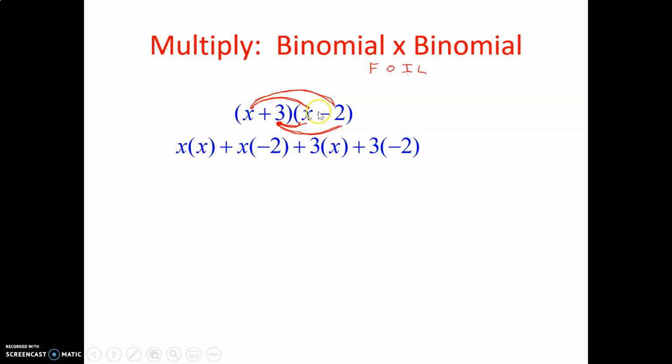So when I multiply x times x minus 2, notice I'm making that minus 2 as a negative 2. 3 multiplies x, and then 3 multiplies the negative 2. X times x is x squared. X times a negative 2 is a minus 2x. 3 times x is a positive 3x. 3 times a negative 2 is a negative 6. These inner terms are alike, so they can combine, and when they combine, they become a positive 1x. So that is multiplying a binomial times a binomial.